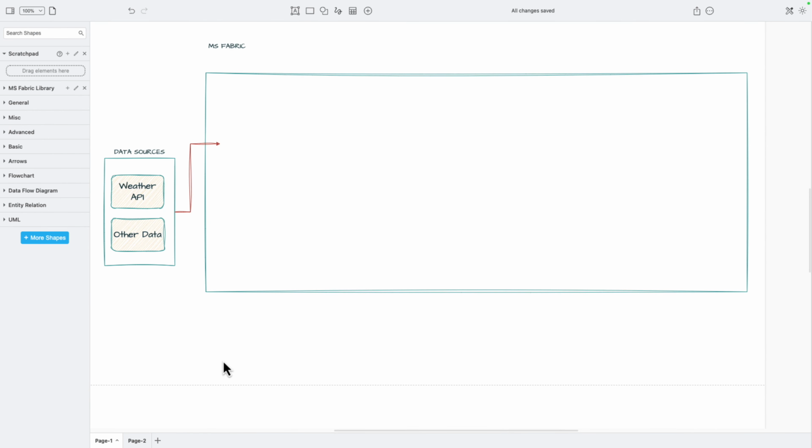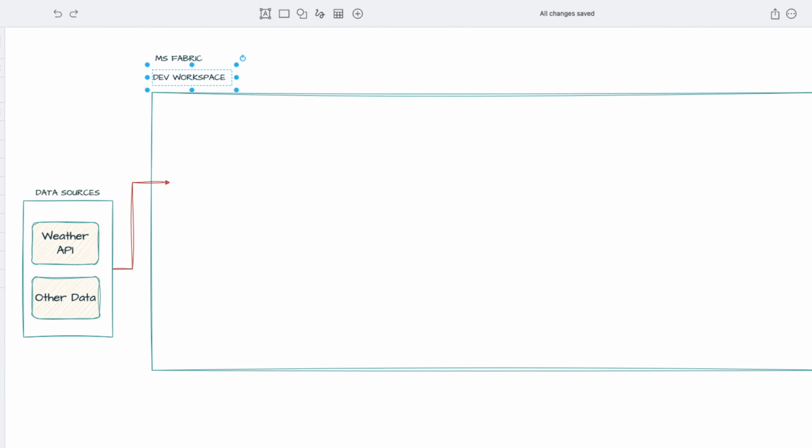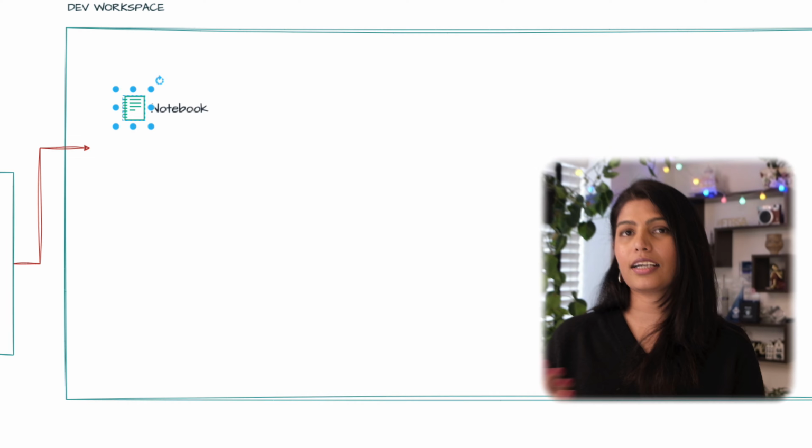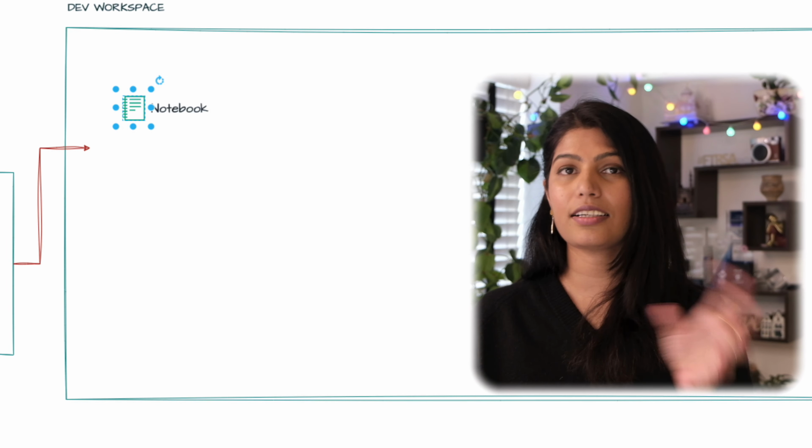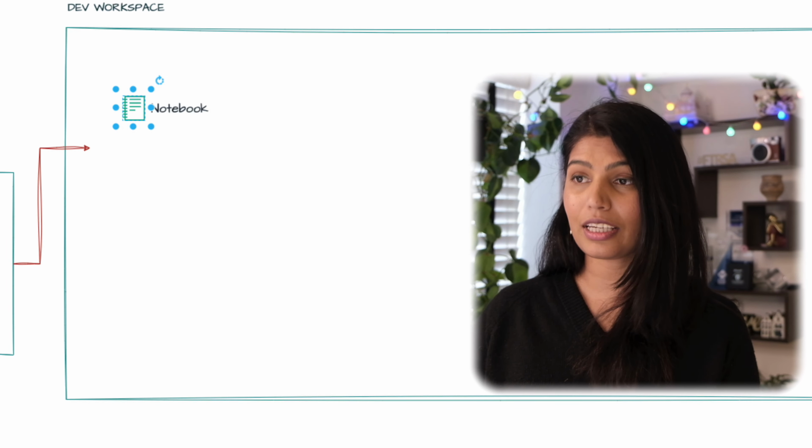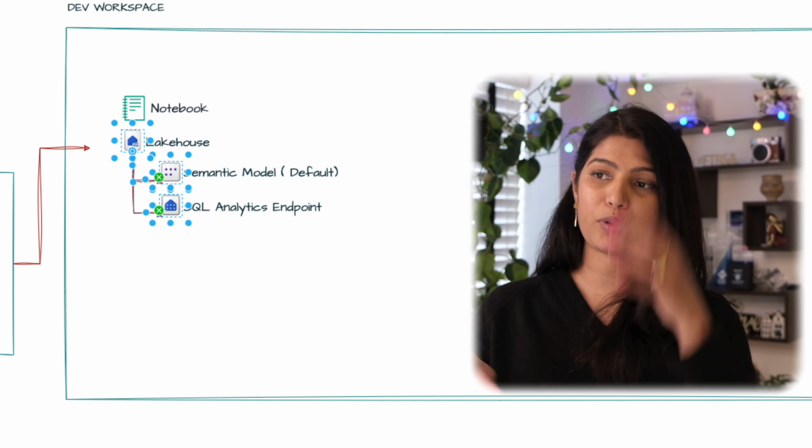So from our previous video, we know we need a workspace in our Fabric. So that's the workspace. I'm calling it the workspace, but it's Awesome Metrics. And we need a notebook to be able to import the data from the weather API and also the other data sources that we want to bring in. But when we're importing the data in, we need to save the data somewhere. So we are going to use the lakehouse to put that data.